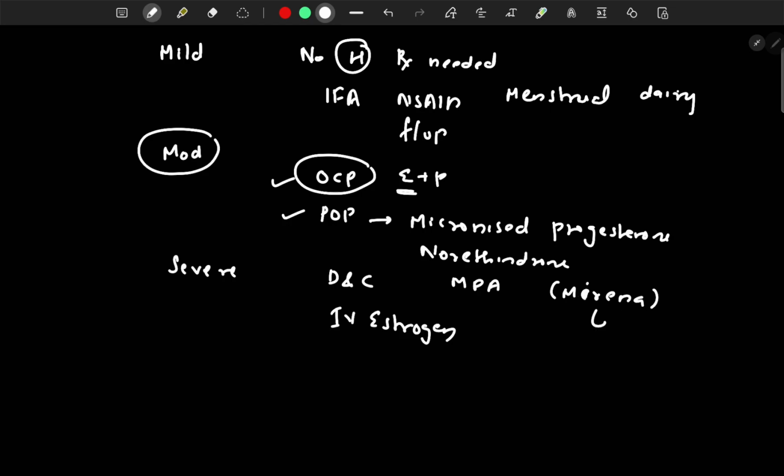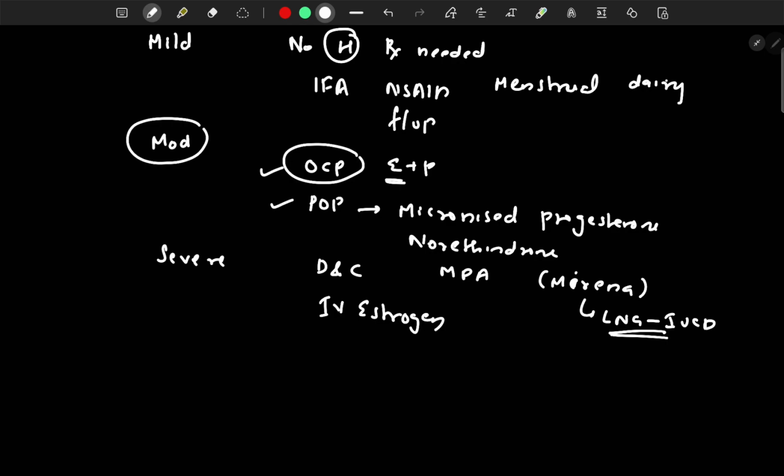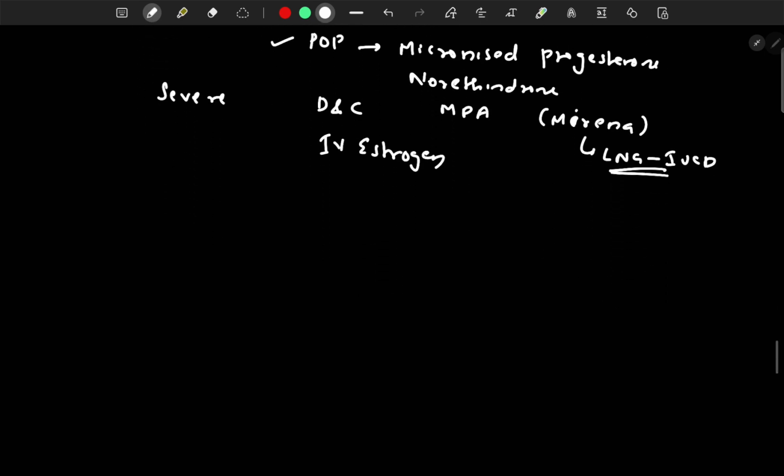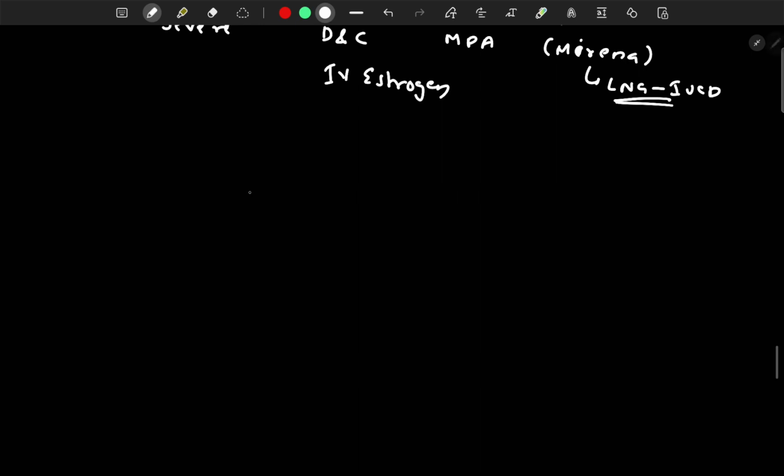Mirena is an intrauterine contraceptive device, that is LNG IUCD. So this also has a contraceptive benefit. So in moderate bleeding, you are going to give OCP. OCP contains estrogen and progesterone. So this is given to control the bleeding.